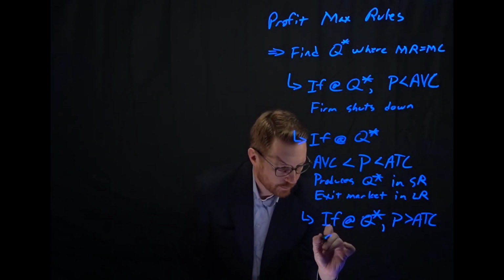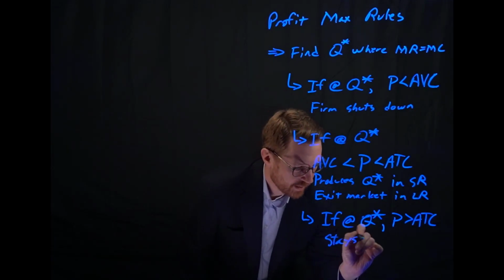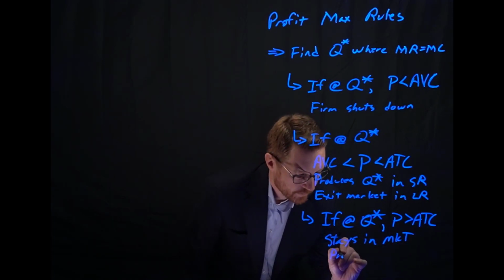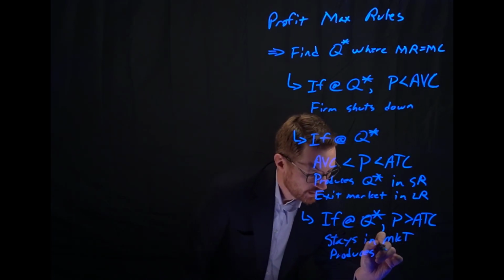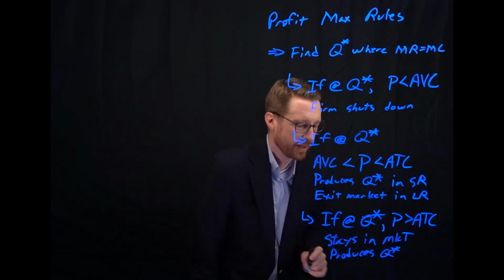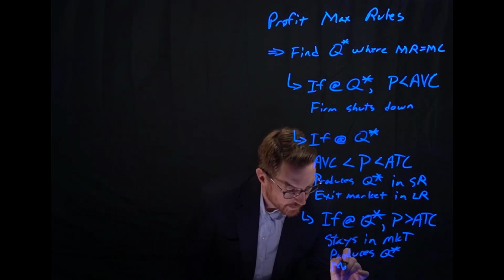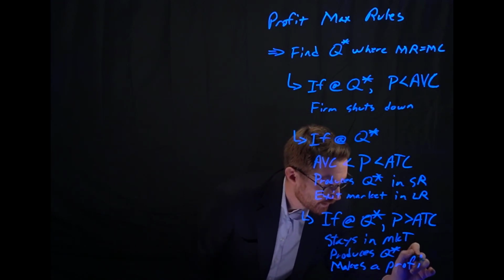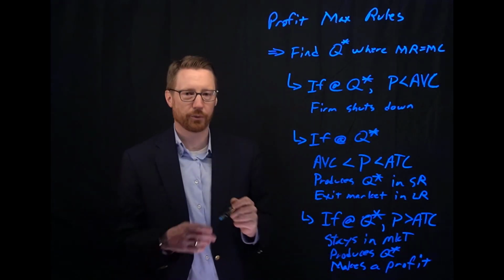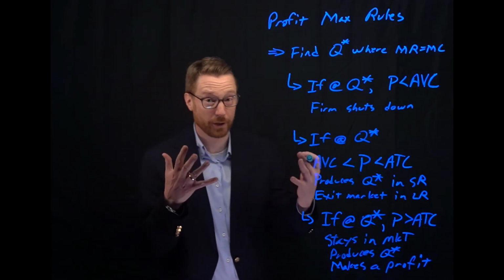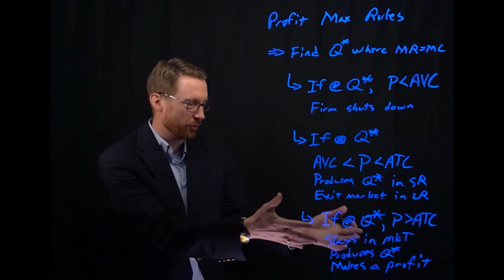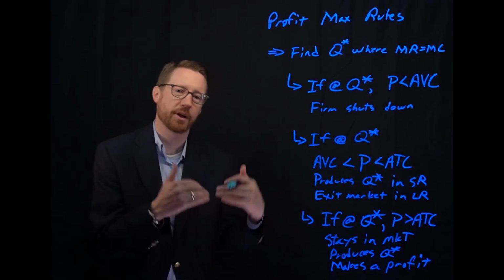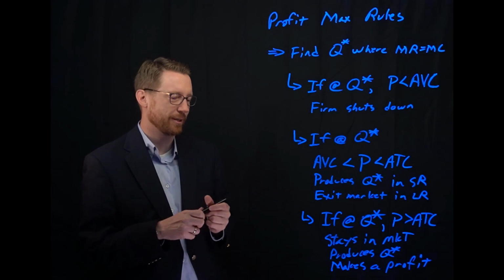That means the firm stays in the market, produces Q star, and makes a profit. This is the world we're looking for. If we're an entrepreneur, this is the world we want to be in, where our firm is profitable, where we're selling for more than our total costs. That's the objective.